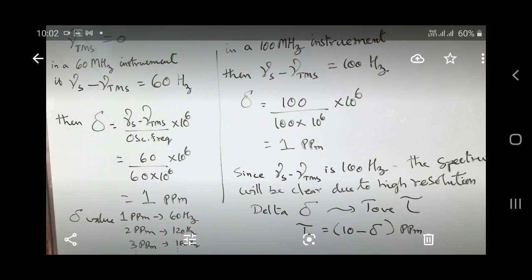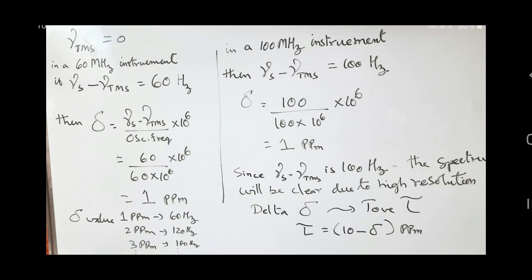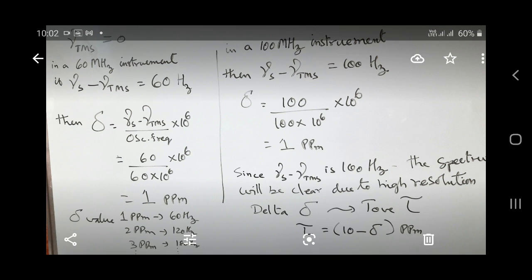Now, we made a comparison between the 60 MHz instrument and a 100 MHz instrument. In a 60 MHz instrument, if the chemical shift value delta is 1 parts per million, it refers to 60 Hertz. Whereas in a 100 MHz instrument, if the chemical shift value delta is 1 parts per million, then it refers to 100 Hertz. That is the difference. So based on this, we saw how 60 MHz and 100 MHz instruments are working in NMR spectroscopy.